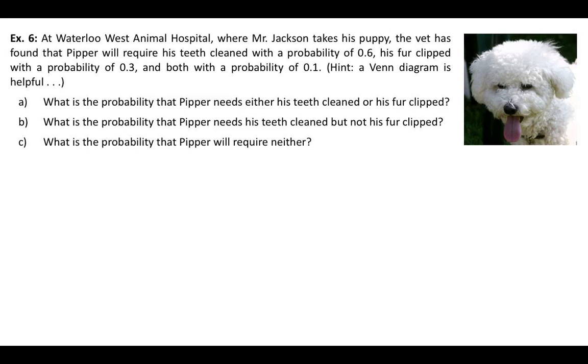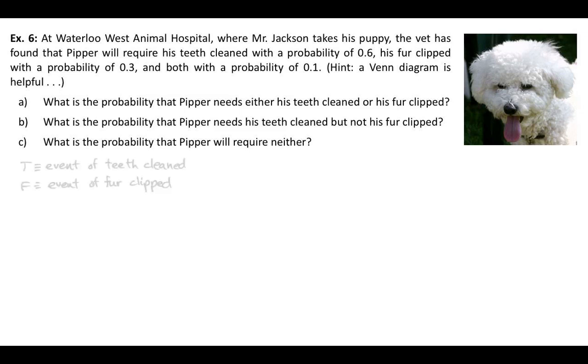What's the probability that Pipper needs either his teeth cleaned or his fur clipped? Okay, so we're looking for the union there. What's the probability that he needs his teeth cleaned but not his fur clipped? Okay, so teeth only, not fur. And what's the probability that I could actually walk into the vet's office and not pay for either of these things? Yeah, just a normal checkup.